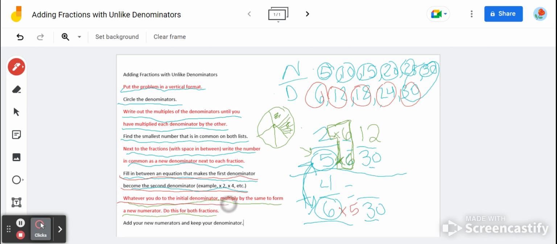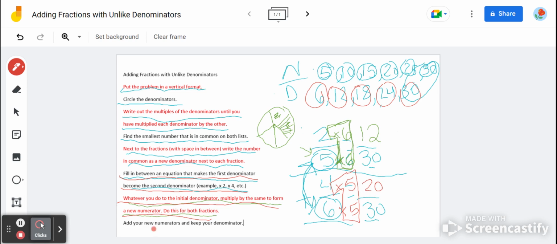Whatever you do to the initial denominator, multiply by the same to form a new numerator. So I need to write in times 5. This is the important part, this missing piece here, which equals 1. 5 over 5 is 1. So I'm going to get the same fraction in a different form. So 6 times 5 is 30. That's correct. 4 times 5 is 20.